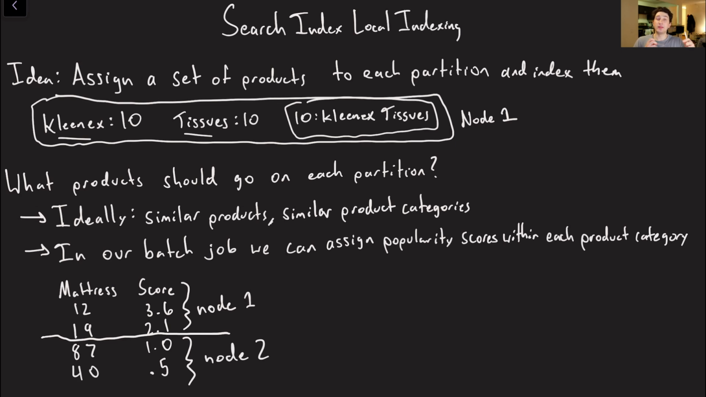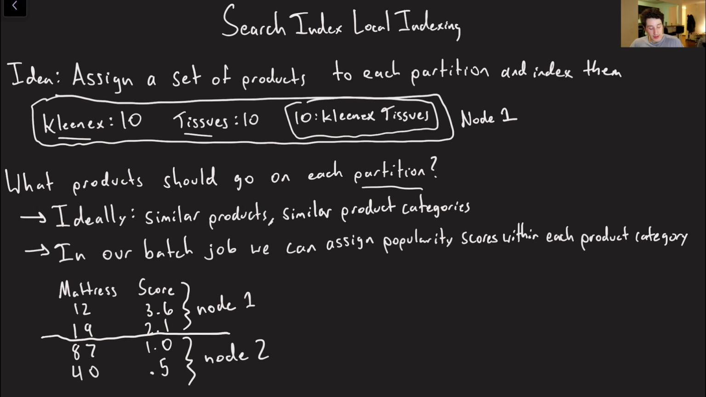So that is what local partitioning is, but now the question is, how do we want to perform local partitioning? We have to decide which products are actually going to go on which node to be locally partitioned. And when I say locally partitioned, typo on my end, locally indexed. Great. So what products are going to go on each partition?